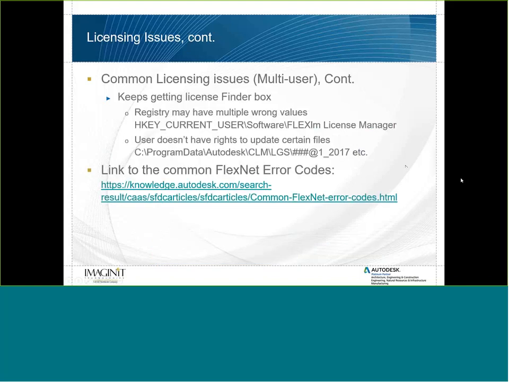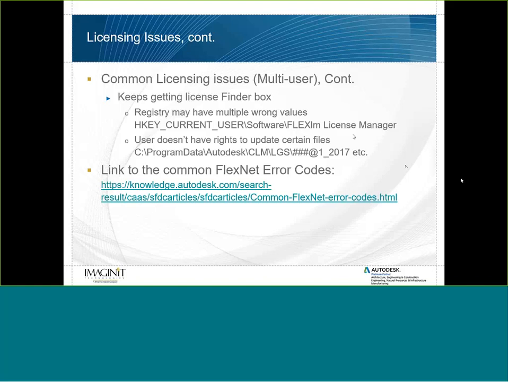The other ones we get to is that we keep getting a pop-up for the license finder box. What that generally means is one of two things. Either the user doesn't have rights to update certain files. There's some files here in the program data Autodesk CLM LGS folder that they may not have the rights to update or write files to that location. The other thing is that the registry may have incorrect values or multiple wrong values under this specific key, this FlexLM License Manager key. Double check all of those, and then if all of those are okay, then please let us know. But these are the typical ones.